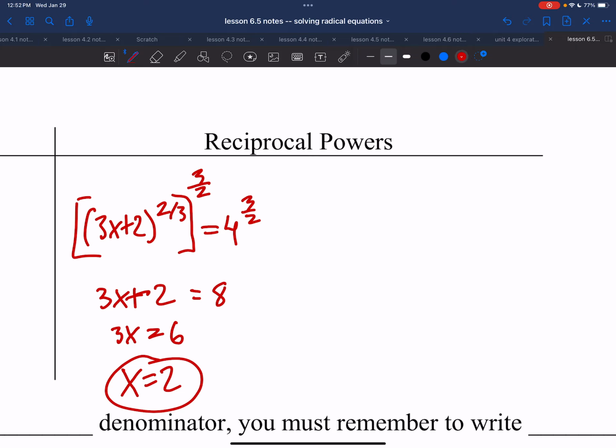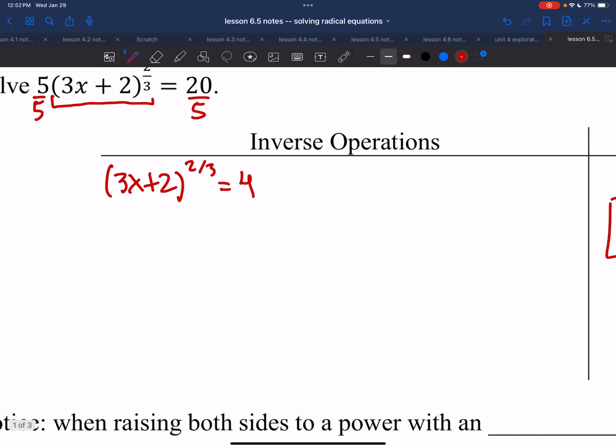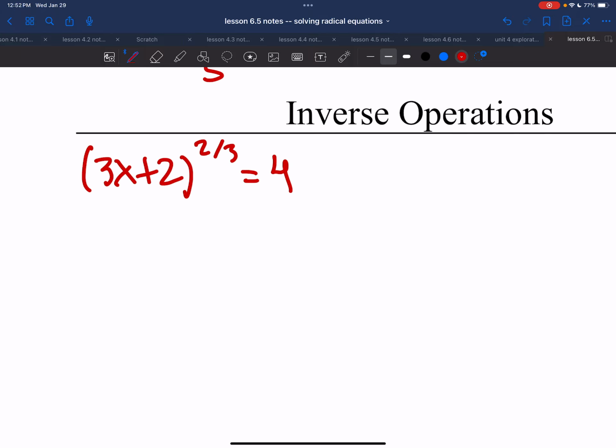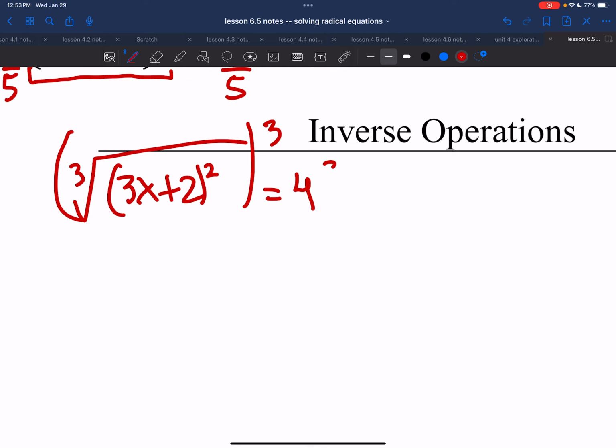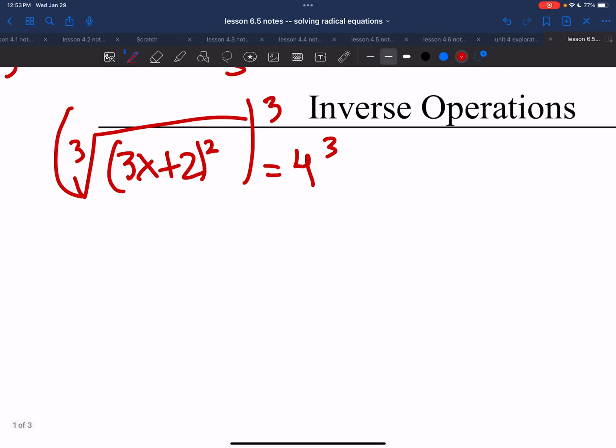I said, well, hold on. Go back to the other method, inverse operations, right? To write this as 2/3 means, I'm going to erase the 2/3, means it's the cube root of that thing squared. So it's a power of 2, but it's underneath a cube root, yeah? So let's do our inverse operations to isolate x. Obviously, the cube root comes first, so we're going to cube both sides to undo that cubic.